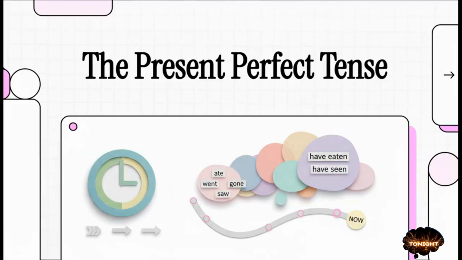I have seen that movie or I saw that movie. Come on, you've paused and wondered which one is right. Well, you're not alone. Today, we're going to tackle one of the most confusing topics for English learners, the present perfect tense. And I promise by the end of this, it's going to feel way, way simpler.